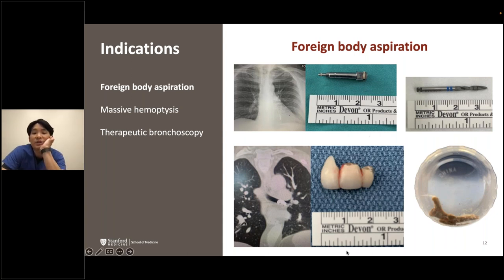In fact, all the pictures that I've shown you, which are the different foreign bodies that myself or Dr. Schaller have retrieved throughout our fellowship or our training, were all actually retrieved by flexible bronchoscopy without using rigid. But I'm telling you that if it was a larger object, for example, one of the indications for foreign body aspiration, or to retrieve the foreign bodies, would be the rigid bronchoscope.